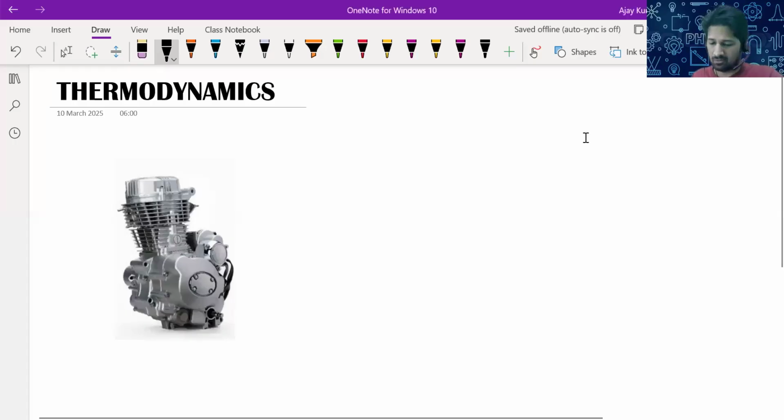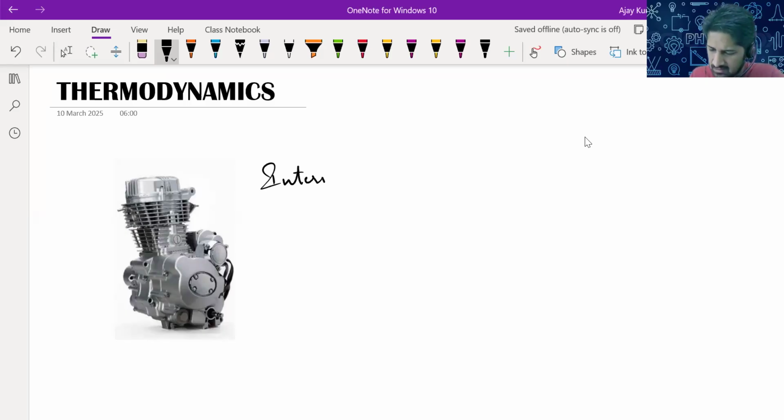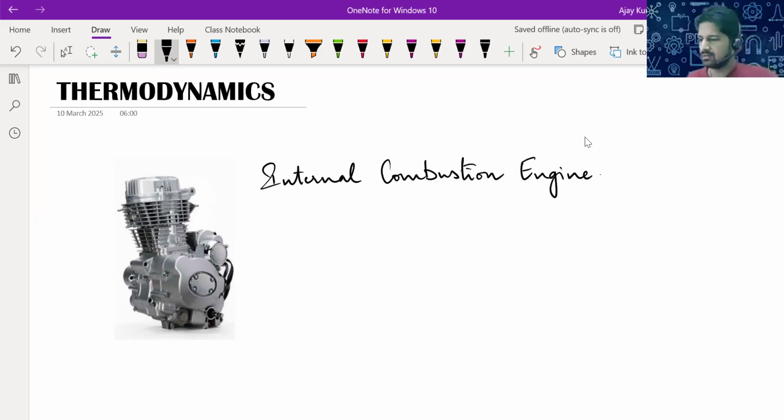Right? What you see here is a common bike engine. It's called an internal combustion engine. Okay, ICE, right? Basically, the petrol engine that many bikes use. Can one of you tell me what basically happens in an engine as we use the vehicle? What happens in an engine?